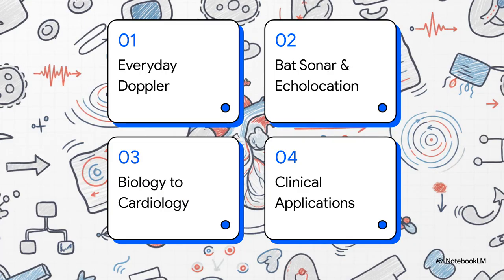Our roadmap today has 4 key stops. First up, the everyday Doppler effect. Second, bat sonar and echolocation. Third, we're bridging biology to cardiology. And finally, we'll wrap up with essential clinical applications. So we're going to build this from intuitive, real-world physics all the way up to those critical bedside applications.